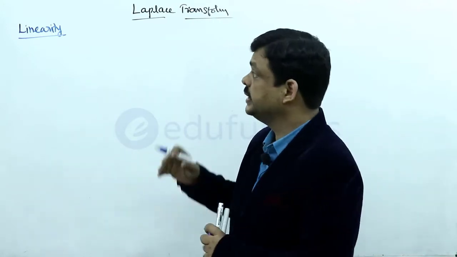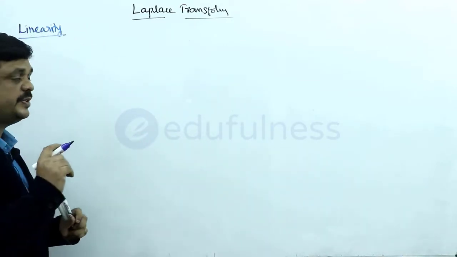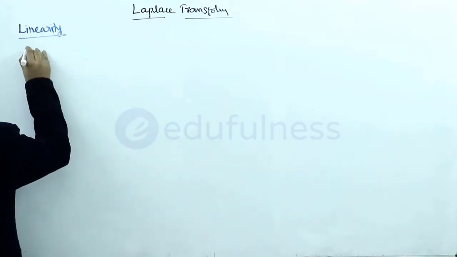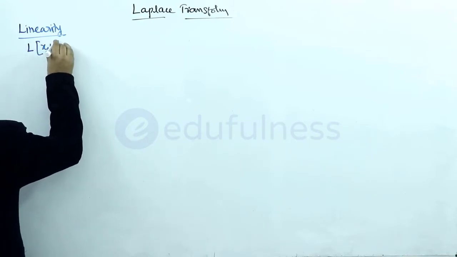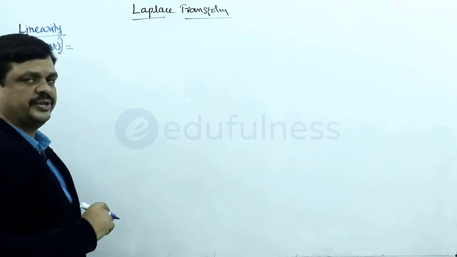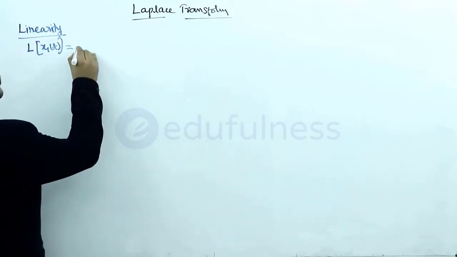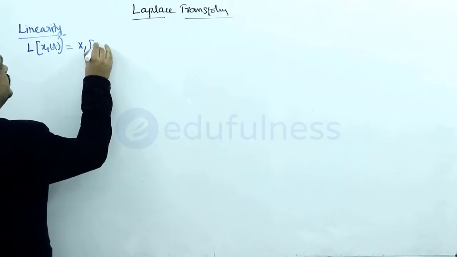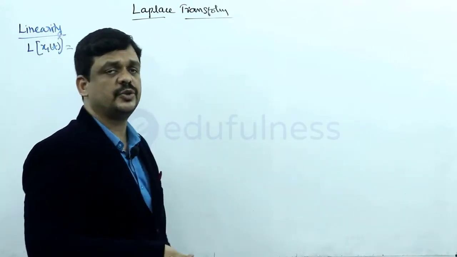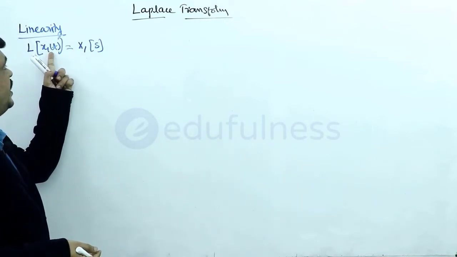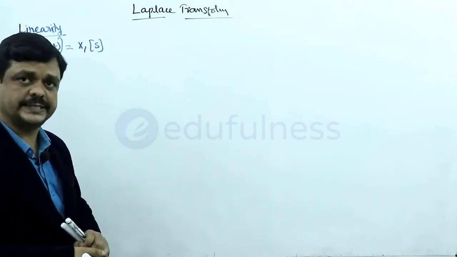Now we have to write that linearity property in Laplace transform. For that purpose, first of all I am taking an individual response, like the Laplace transform of x1 of t. x1 of t is one signal, right? The Laplace transform of x1 of t becomes x1 of s, because Laplace transform is used to convert time domain to frequency domain. The time domain function is x1 of t, so the frequency domain representation is x1 of s.